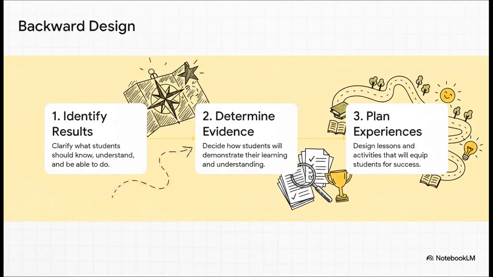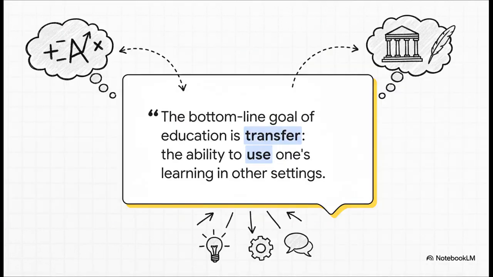This whole thing breaks down into 3 pretty clear stages. Think of it like planning a big trip. Stage 1, you pick your destination. What's the ultimate result you're after? Stage 2, you decide what counts as evidence that you got there. What pictures will you take? What will prove you made it? And only then, in stage 3, do you actually plan the route, the day-to-day lessons and activities that will get you there. And at the core of all of this is that one absolutely crucial concept, transfer.